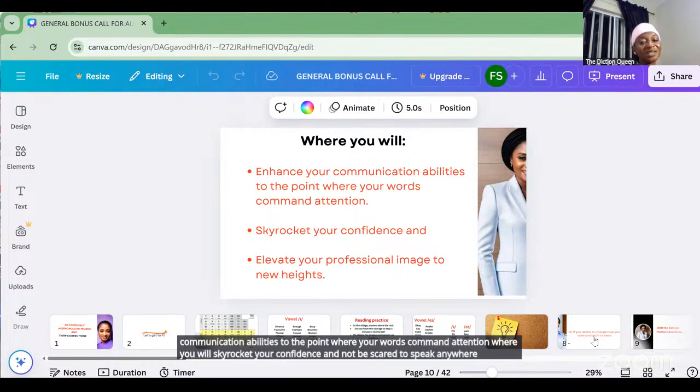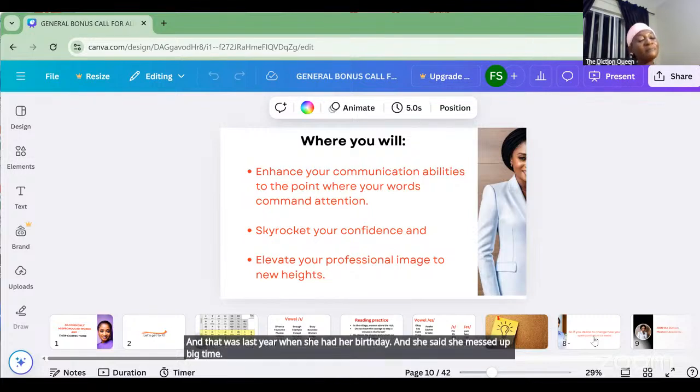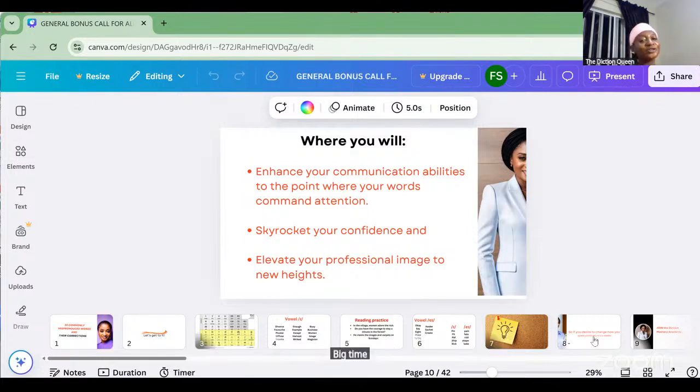Somebody sent me a message earlier today. She said that the first time she spoke in public was when she clocked 40 years. And that was last year when she had her birthday. And she said she messed up big time. Big time. So you can imagine what it means to have that confidence, to be able to speak anywhere.